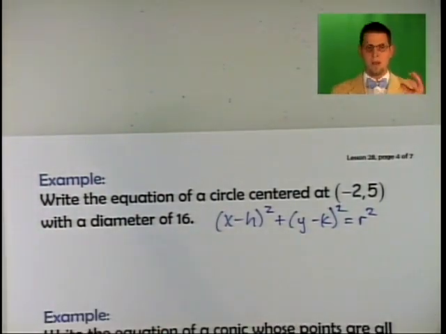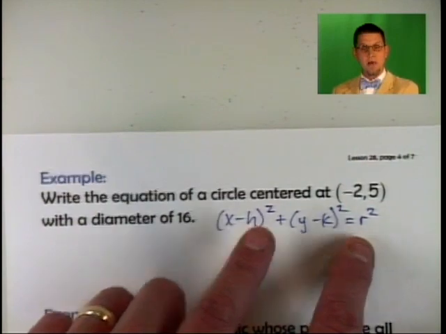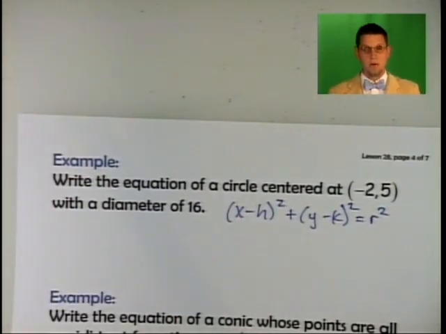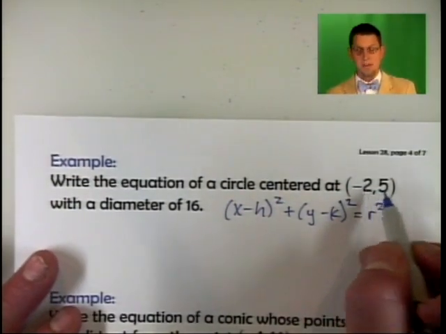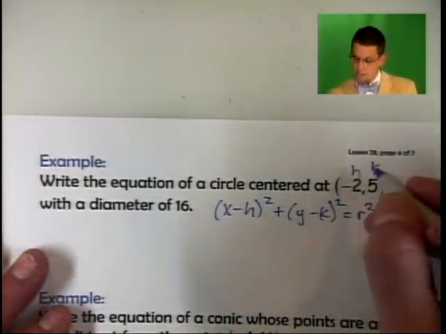Well, we want it to be an equation of x and y. So we need h and k, which is the center, and we need the radius. That's all we need. Well, here we go. It's given us the center. So h is negative 2, k is 5. I can drop those right in.